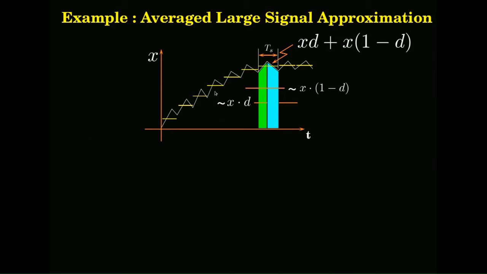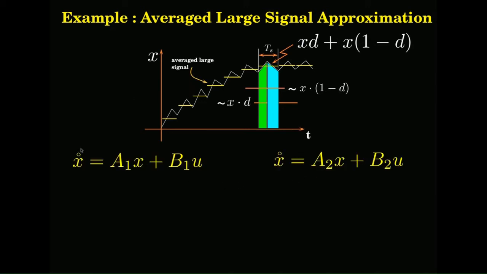So, this is what we will be using finally for trying to get our deviations about the state equation. This is the average large signal. During this dt period, during this green shaded area, we had the dictating constitutive relationship x dot equal to A1 x plus B1 u, and during this blue shaded region the dictating constitutive relationship is x dot equal to A2 x plus B2 u.